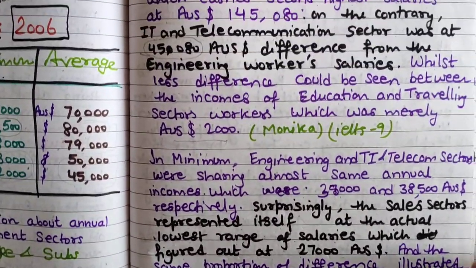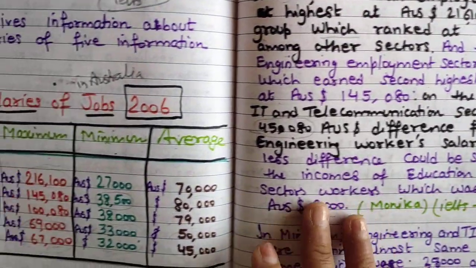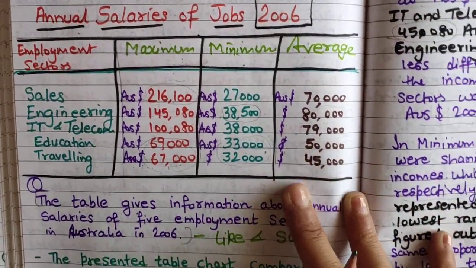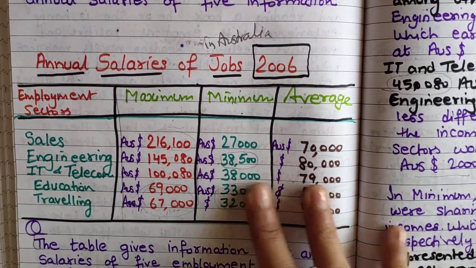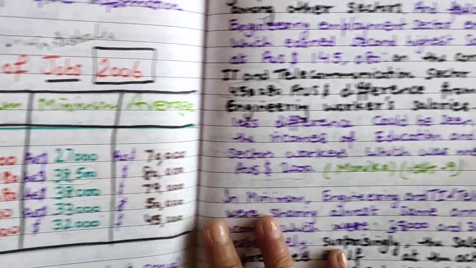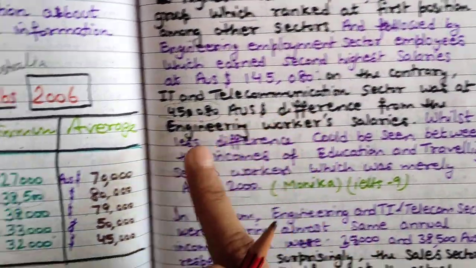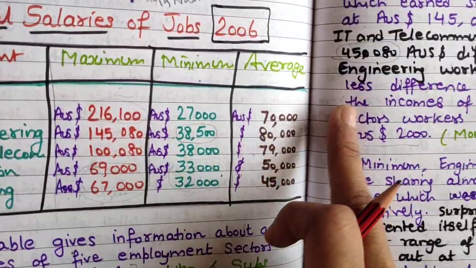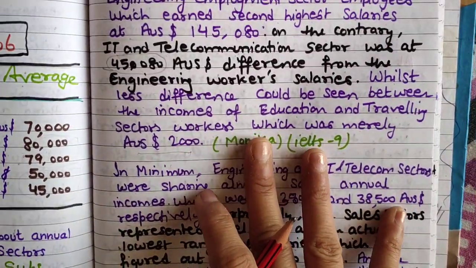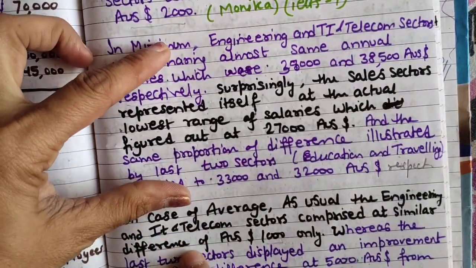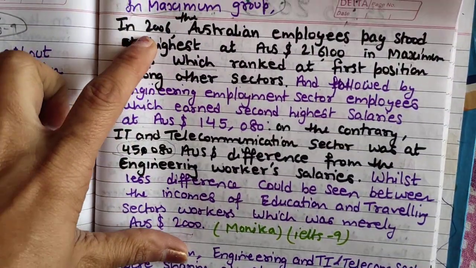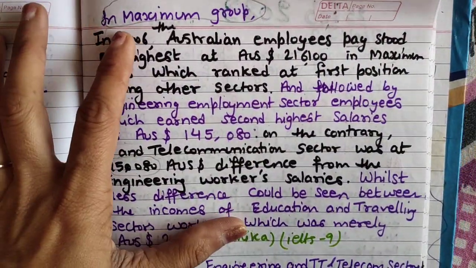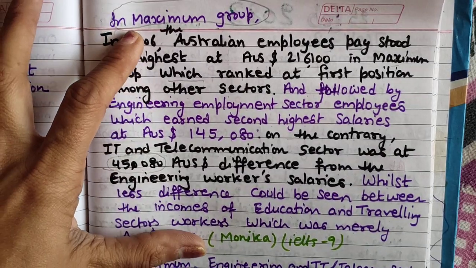Now this way you can write body paragraphs. You can see this is a better way to write a full Writing Task 1. Because these sector names are too lengthy, it has become too lengthy, but you can shorten it like that: maximum, minimum and average. But initially the maximum group was having more things, which is why I have written more things in maximum.